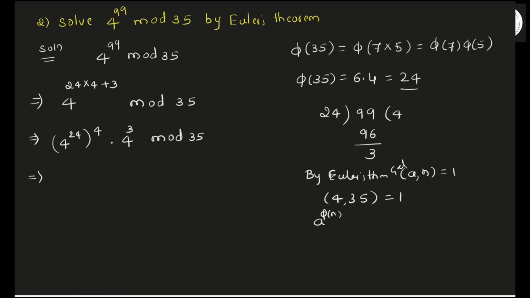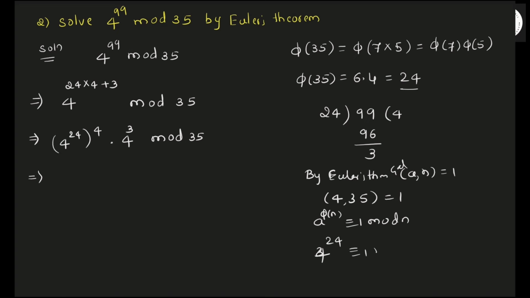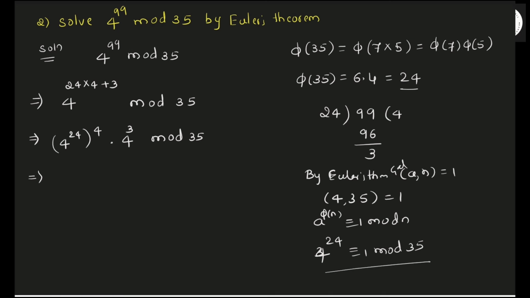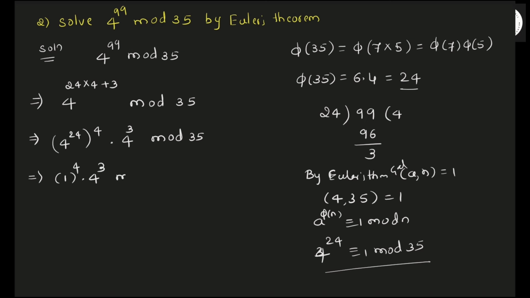A raised to phi of N is congruent to 1 mod N. Now, what is your A? A is 4. What is phi of N? Phi of 35 is 24. So 4 to the power 24 is congruent to 1 mod 35. Now, in place of 4 to the power 24, you can put 1. So 1 to the power 4 into 4 to the power 3 mod 35.